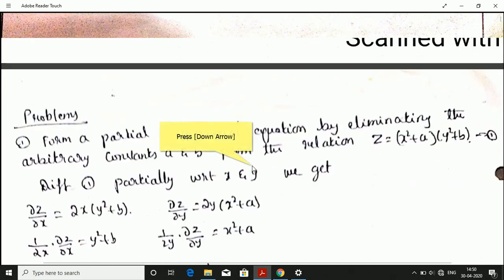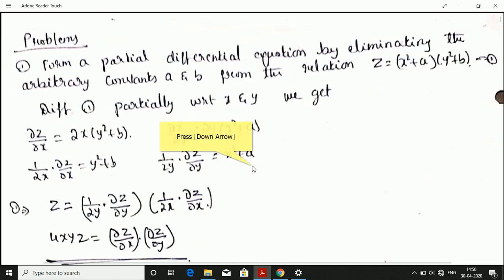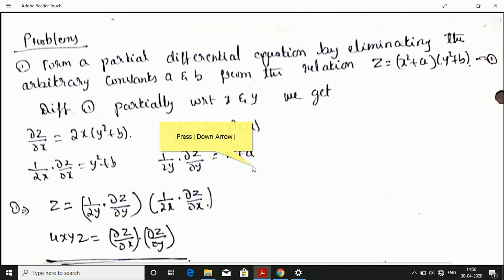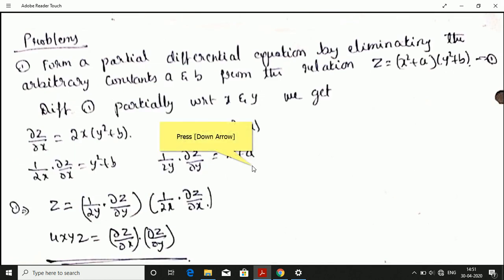I'll explain how to solve the problems. Form the partial differential equation by eliminating the arbitrary constants a and b from the relation z is equal to x square plus a into y square plus b. z is the dependent variable, x and y are the independent variables, a and b are the arbitrary constants.